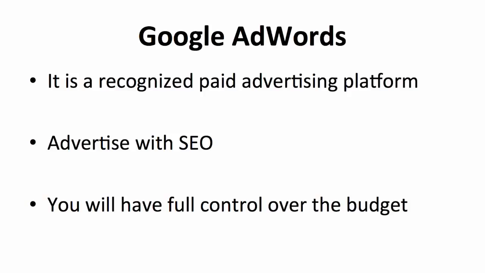Google AdWords advertises with SEO, or search engine optimization. You'll need to understand more about the keywords in your niche in order to get a good result for SEO, which I'll talk about later on in another video. With Google AdWords, the budget you are going to spend is fully under your own control. You get to set your own daily budget for the ad campaign, which I will talk about later on in this video as well.